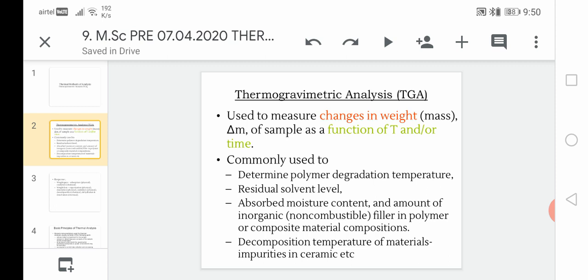So there are several points for this. The first one is that this technique is used to measure change in weight of a sample as a function of temperature, or we can say time. This technique is commonly used to determine polymer degradation temperature, residual solvent level, absorbed moisture content, and amount of inorganic filler in polymer or composite material compositions. The next one is decomposition temperature of materials, impurities in ceramic, etc.